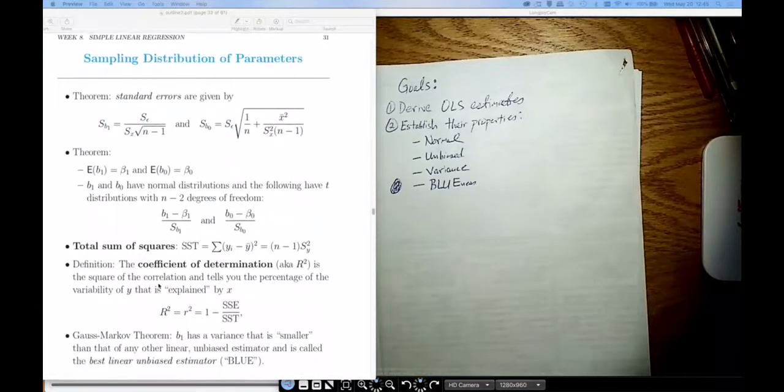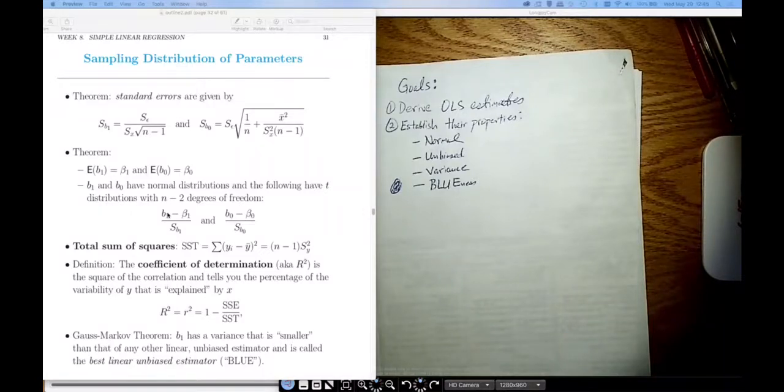Then on the next page, I stated some theorems: here's how we can find the standard errors of our estimates. Here are some other properties, that they're unbiased and that they're normally distributed. And we used these properties in developing hypothesis tests and confidence intervals for our regression coefficients. I didn't really justify any of these results, and so I'd like to do that in this video.